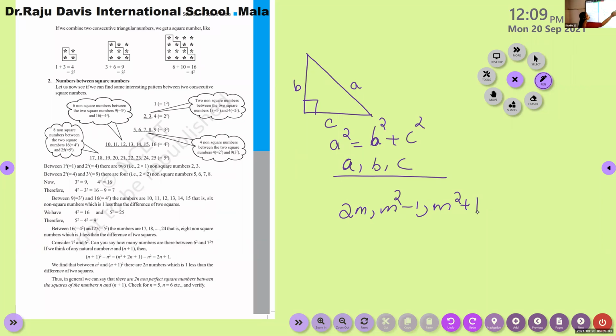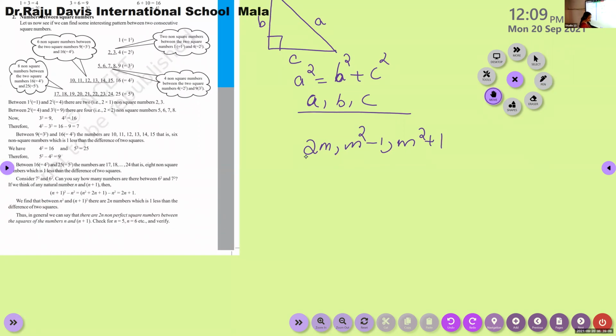Okay, so we will do one question. Write the question. Find the Pythagorean triplets if one number is 16. We know that 2m, m square minus 1, m square plus 1 are the Pythagorean triplets. If one number is 16, what are the others? All of you try.